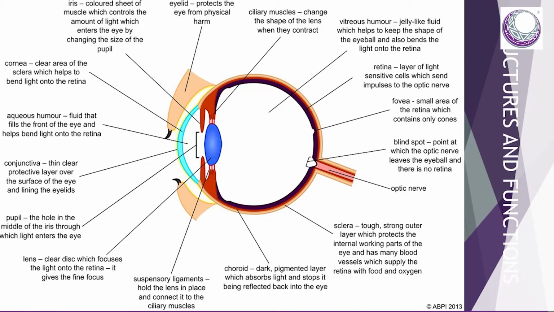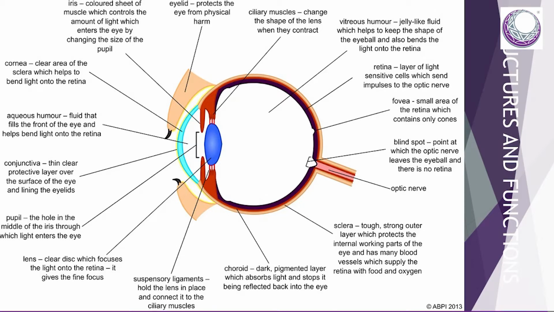So the optic nerve, its main function is to carry impulses from the back of the eye to the brain so that an image is interpreted. Then the point of attachment of the optic nerve is called the blind spot. Why? Because there are no light sensitive receptors there. Then we have the fovea.